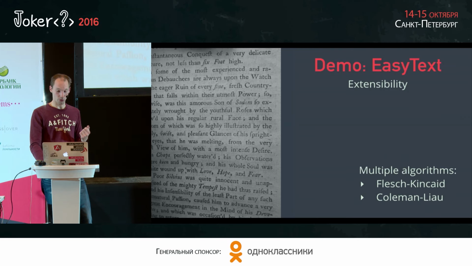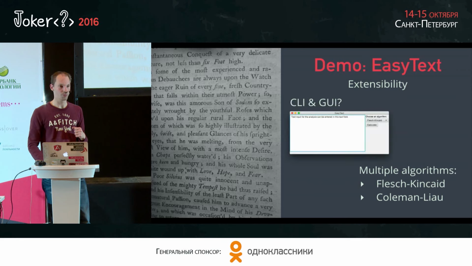So what we're going to do is we're going to add another analysis algorithm, in this case, the Coleman-Liau algorithm. And these two should be implemented as services so that we can have loose coupling from our CLI module to the service implementations. And just because it's fun, we'll also add a GUI. And this is a separate module living next to the CLI module, which reuses the analysis implementations. So we have two front ends that have two analysis backends to choose from.